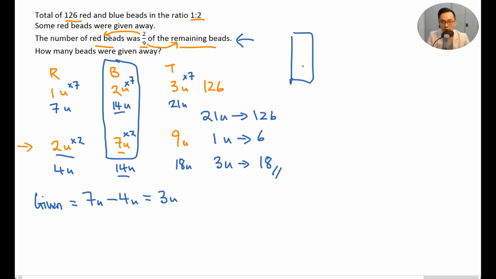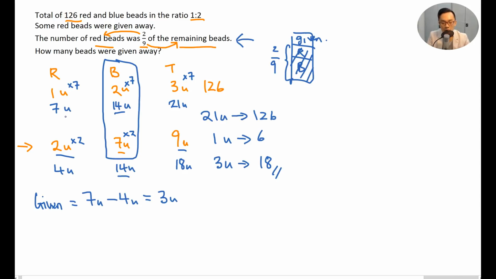So let's just draw it out. So this is my total number of beads. This is my given away beads, and this is my remaining beads. Okay, so out of this, a portion is red and a portion is blue. So my red is 2, and out of the remaining is 9. All right, so 9 is the remaining. That's where I wrote here, and therefore to find blue, it's 9 minus 2 to get 7.